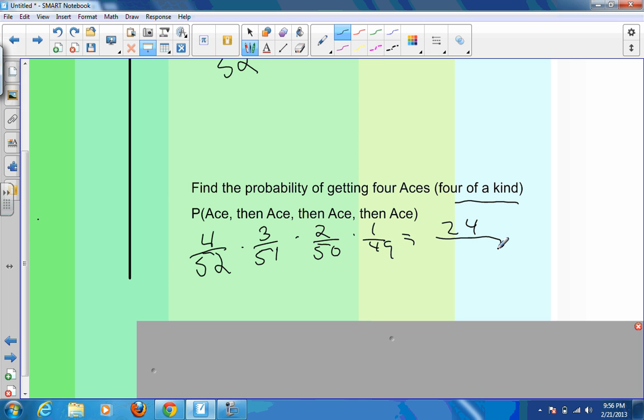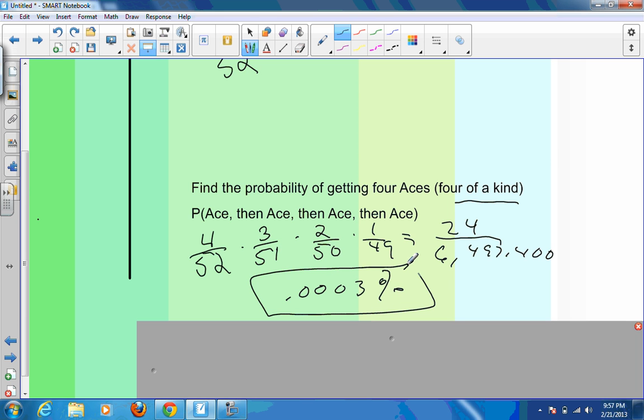Multiplying this all together, 4 times 3 is 12, times 2 is 24, times 1 is 24. So I got 24 for a numerator, and my denominator is huge. It is 6,497,400. Okay? So the chances of getting 4 of a kind in a poker hand, and this is also a little bit modified because obviously you get 5 cards instead of 4 in poker, the probability of getting a 4 of a kind in this type of poker hand is 0.0003%. Okay? That's a hard hand to get, and you can tell because that's your percentage.